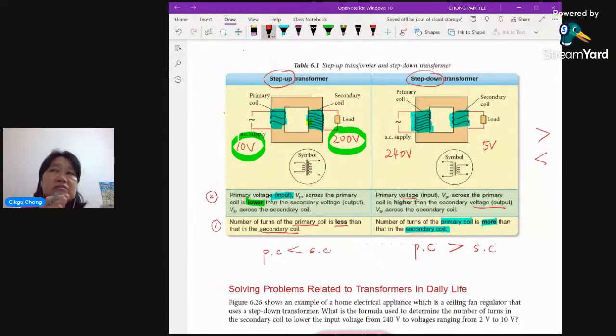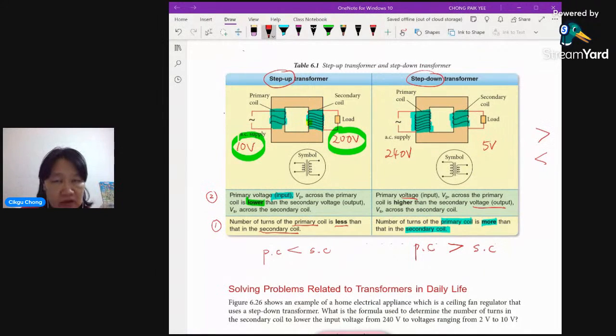If I say state or describe one difference between step up transformer and step down transformer, what you can write is, you start a sentence like this. For step up transformer, comma, you need to say which one you're talking about first, because if you don't, it's very confusing. I don't know whether you're talking about step up or step down, which one is more, which one is less. For step up transformer, the number of turns of the primary coil is less than the secondary coil.